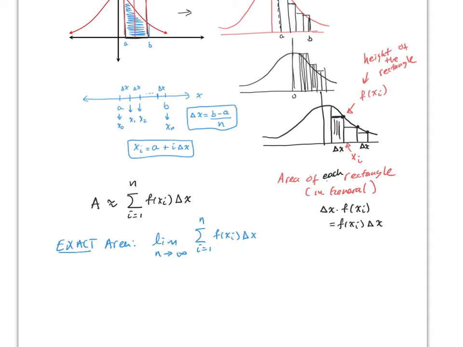And this is what I mean. As n goes to infinity, the number of rectangles becomes infinite, and it keeps getting closer and closer until you get the exact area. Now it just happens that this is actually equal to the integral from a to b, which is the antiderivative.